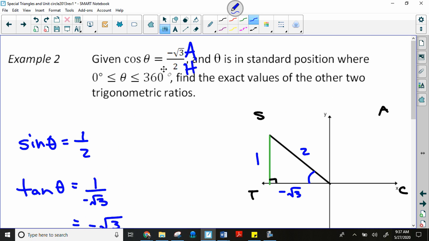Using this, figure out which sides, apply the signs to whichever two quadrants this is true for, create your triangles, fill in the unknown sides, and solve your other two ratios.